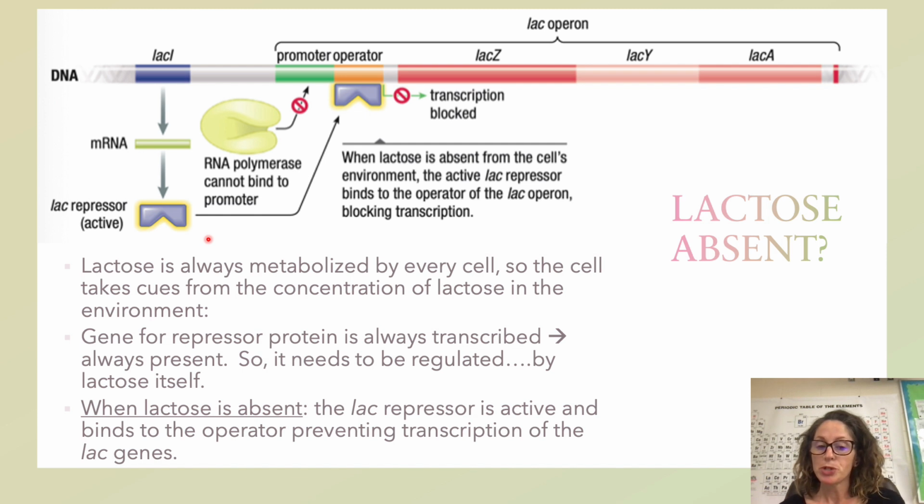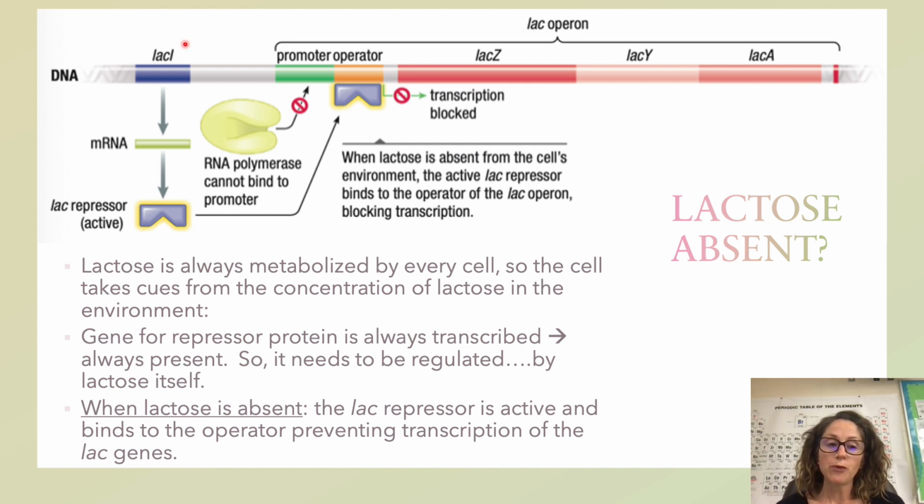So we're going to talk about two situations. The first one is when lactose is absent. Lactose is always potentially metabolized by every cell, and we're talking about prokaryotic cells again. So the cell is going to take cues from the environment, from the concentration of lactose. So if lactose is absent, then this is the scenario that is going to happen.